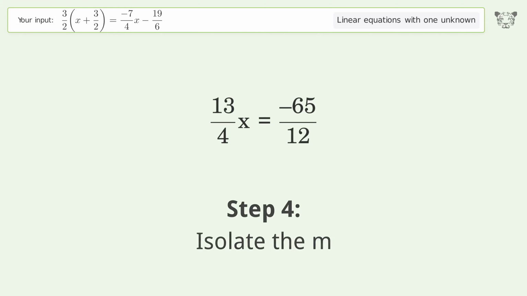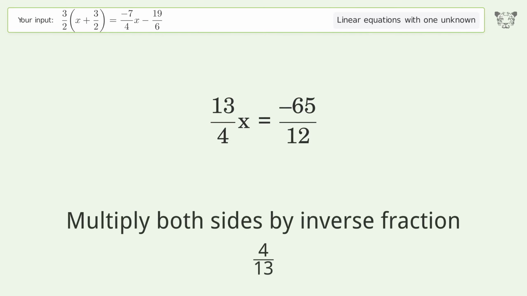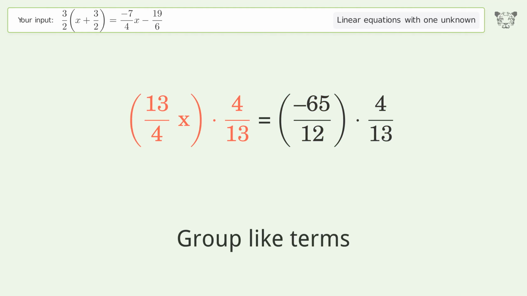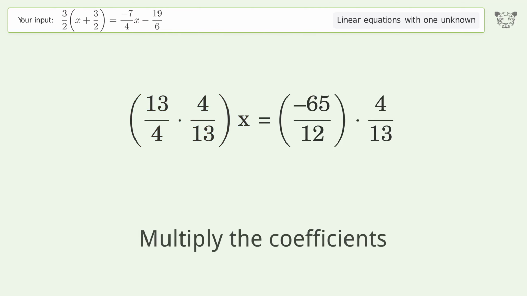Isolate the m. Multiply both sides by inverse fraction 4/13. Group like terms. Multiply the coefficients.